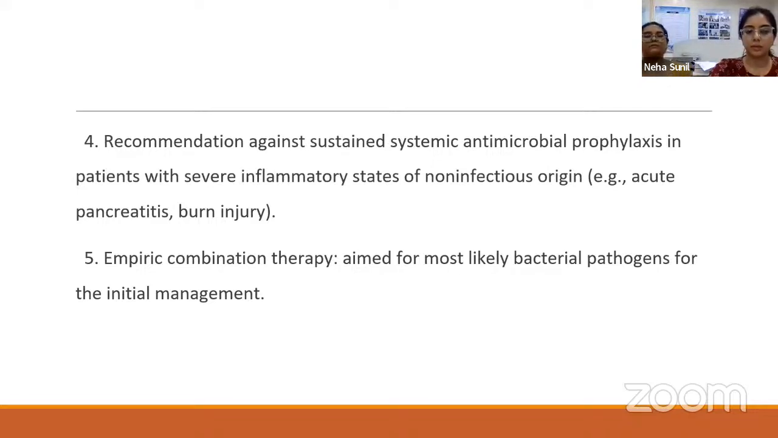So we recommend that the IV antibiotic infusion is started. A continuous infusion is preferred over intermittent infusion. And we start off by giving a loading dose followed by the continuous infusion.